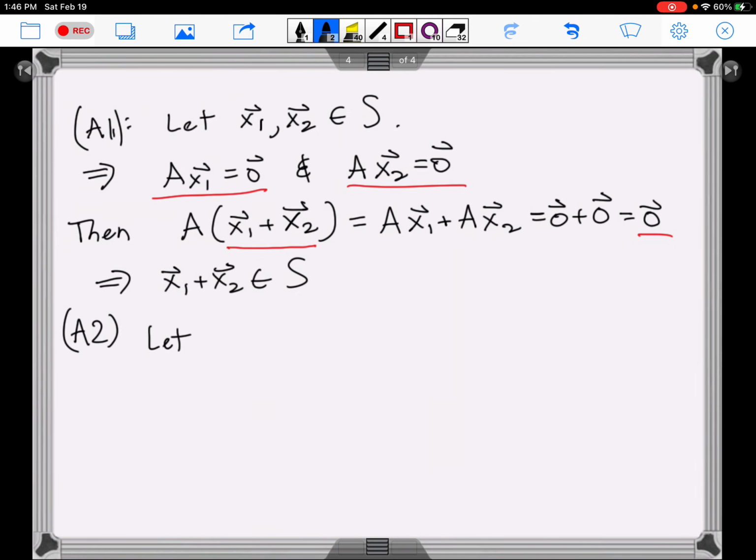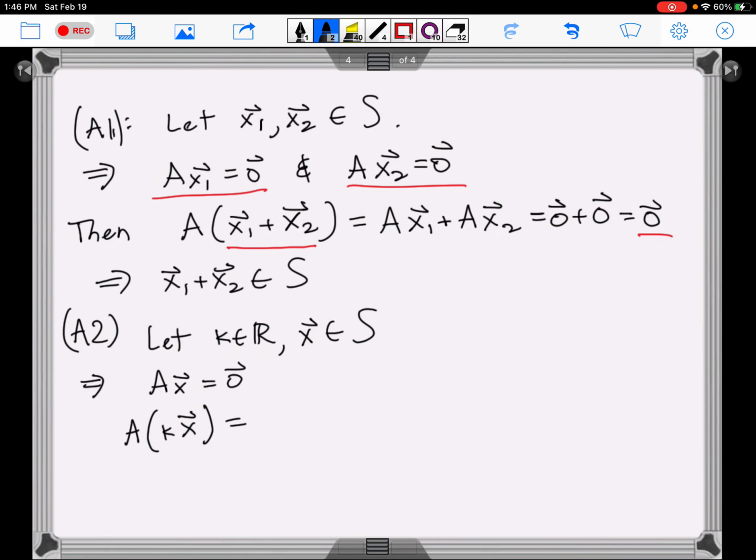Let's let K be a real number, and let's take a vector that lives inside S. Remember, this means that A times X is indeed 0. Now remember, we're trying to show that if you multiply K times X, you still get something inside of there. So what would A times KX equal?